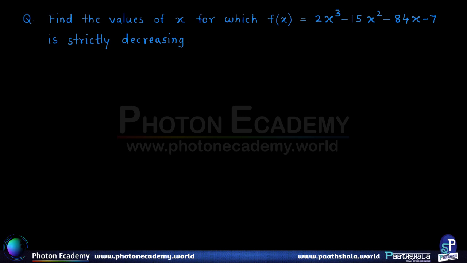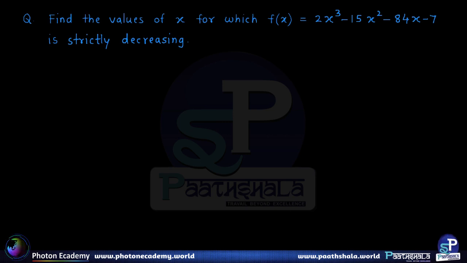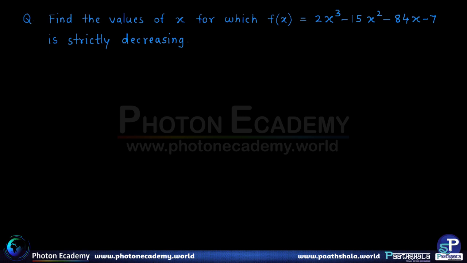Now let's go ahead and see another question. Find the values of x for which f of x, given by 2x cube minus 15x square minus 84x minus 7, is strictly decreasing. Right? Now once again, since we are given that the function is to be strictly decreasing, we have to find what is that interval or the range of x in which the function strictly decreases.